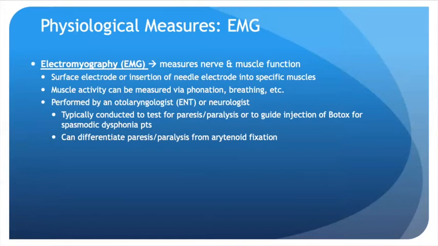Electromyography, EMG, measures nerve and muscle function. You can do this either with surface electrodes or insertion of needle electrodes into specific muscles, and you can measure the muscle activity during phonation and breathing. The insertion procedure is commonly performed by a neurologist or an otolaryngologist. It's typically conducted to test for paresis or paralysis, or to guide Botox injection for spasmodic dysphonia patients. I've seen this procedure done, and it's quite interesting. You can differentiate patients with paresis or paralysis from arytenoid fixation or arytenoid dislocation. So is it a problem of the nerves or a problem with a joint?